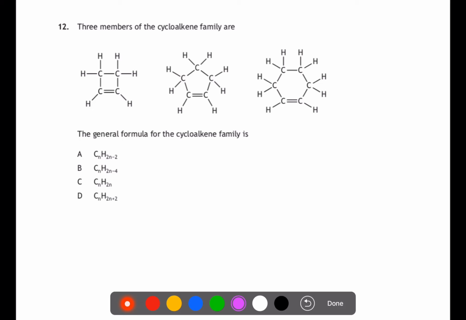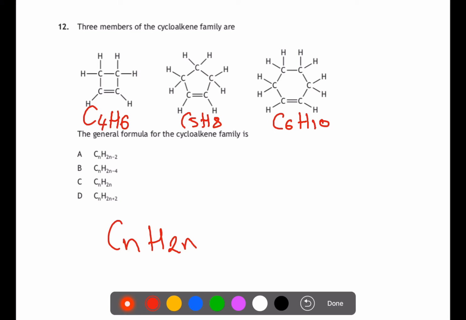Question 12, we have 3 members of the cycloalkene family, and we're to work out the general formula. The best way to do this is to write out the formulas for each of these underneath and try and find the links. So in this first one, we have C4H6, C5H8, and C6H10. Now for all the general formulas, they start CnH2n. So if we take C4H6, if we double 4, we get 8, and to get to 6, we must minus 2. We can check this on the others. So C5, double is 10, minus 2 is 8, and C6, double is 12, minus 2 is 10. So our general formula is CnH2n minus 2, which is A.